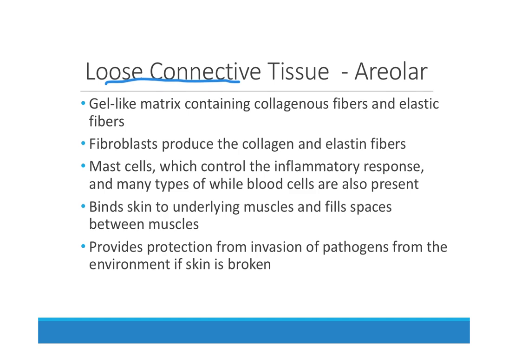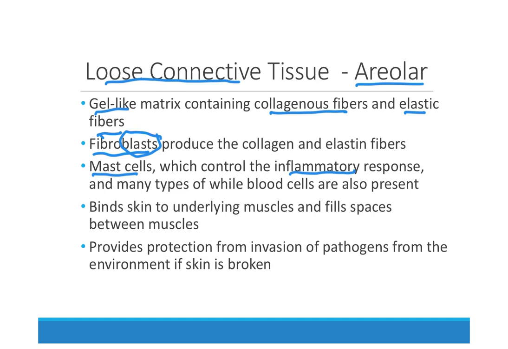The first category I want to talk about is areolar connective tissue. It has a gel-like matrix which contains collagenous fibers and elastic fibers. Fibroblasts are the type of cell that produce the collagen and elastin fibers. This blast ending tells you it's a cell that builds things. In areolar tissue, you also have mast cells, which are involved in the inflammatory response, and which is very important for healing, even though we sometimes think that inflammation is something bad.